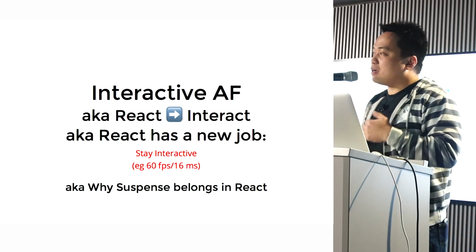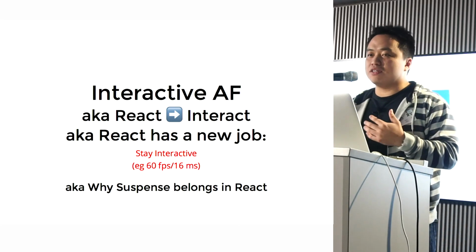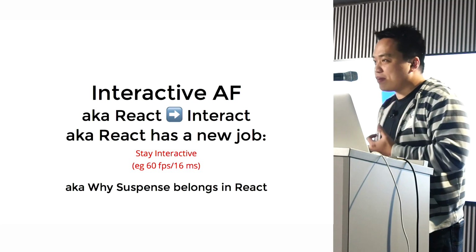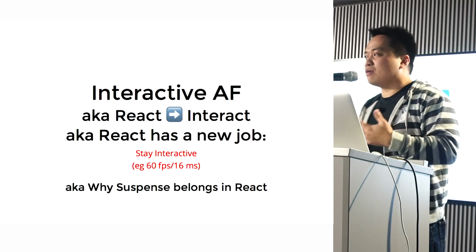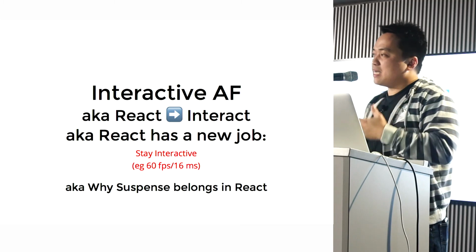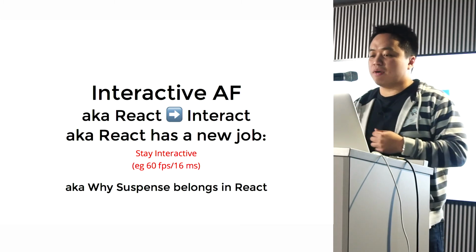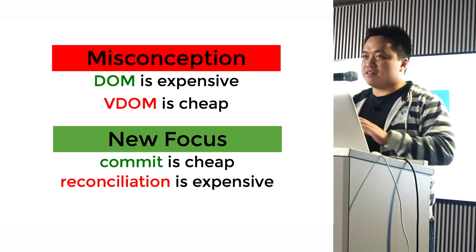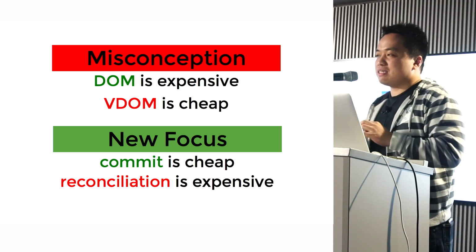AKA why Suspense belongs in React. So some of the more nitpicky engineers among you might be going like, why does this belong in React? Why do we have to rewrite React? Why can't I do a whole higher order component to contain this throwing and catching behavior? And that's the hardest part to understand. Before I explain that, I have to explain misconceptions.